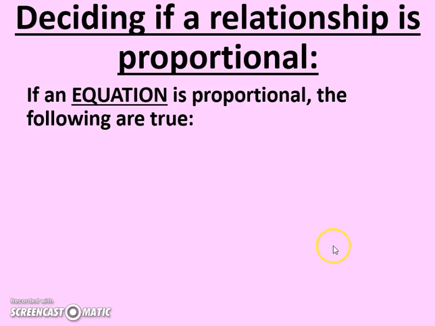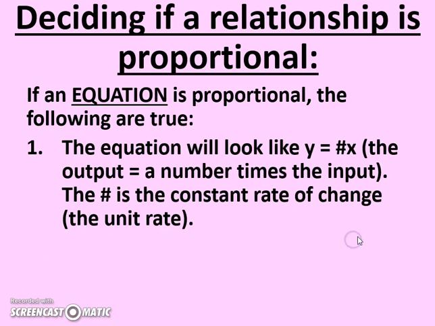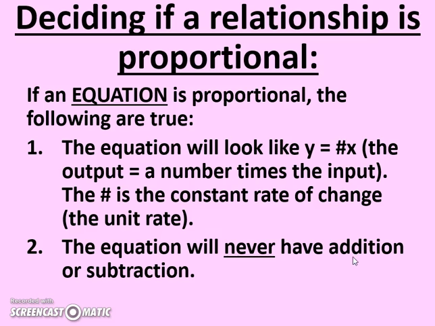Last, let's look and see how we determine if an equation is proportional. If an equation is proportional, the following are true. 1. The equation will look like y equals a number times x. In other words, the output is equal to a number times the input. This number that's multiplying the x is the constant rate of change, or the unit rate that we're saying it needs to have. And second, the equation will never have addition or subtraction.